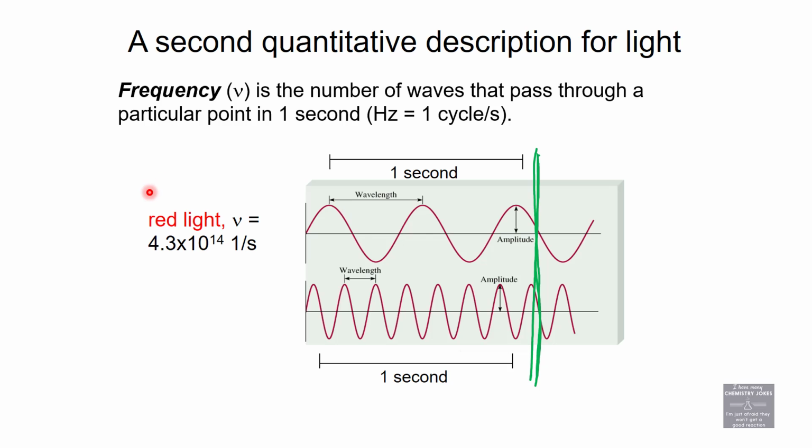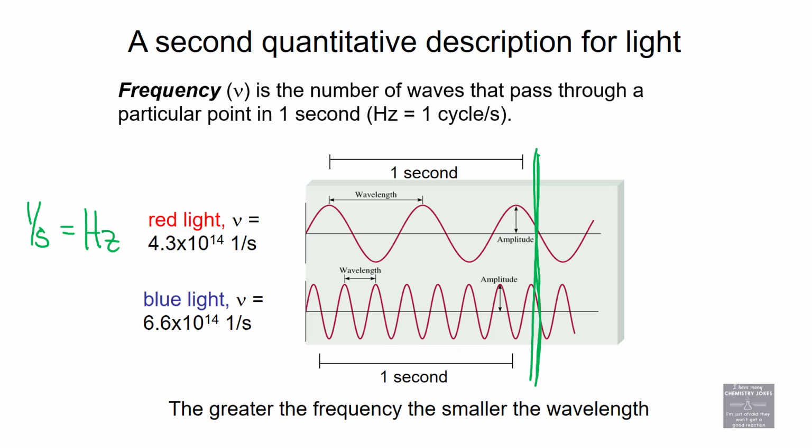Red light has a frequency of 4.3 times 10 to the 14th per second. And blue light has a higher frequency, a larger frequency, 6.6 times 10 to the 14th per second. One thing that I should point out, per second is also known as hertz. So when you see units of per second, that means hertz, or when you see the unit of hertz, that means per second. Either one, they're both frequency units of measure. There's no conversion between the two. They are simply equal. Frequency and wavelength are inversely proportional, meaning as frequency gets bigger, wavelength gets smaller, and vice versa.